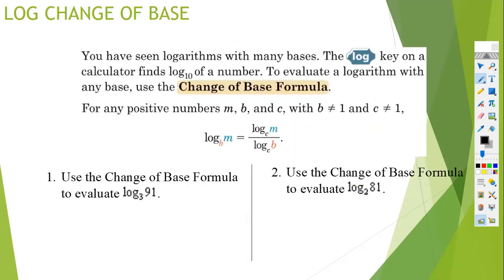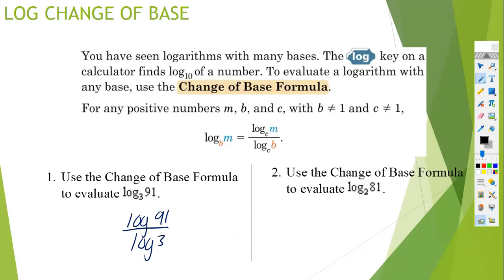Last thing is reminding you that even if you are working a log function, even though you may not have a TI-84 or Inspire at home, you can always find the log of anything, just making sure you change the base, okay? So if I have log base 3 of 91, I can write it as log of 91 divided by log of 3, and I'm going to find my answer. Does that make sense? Okay, your argument is in the numerator, your base is in the denominator.